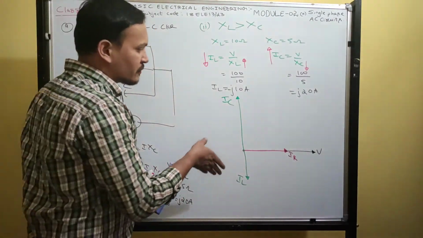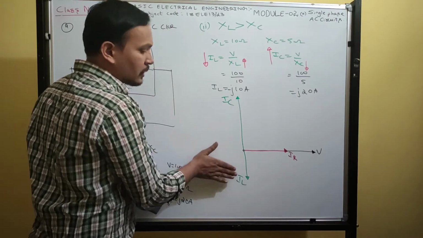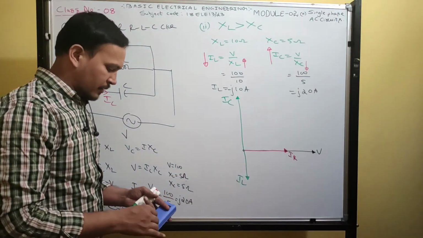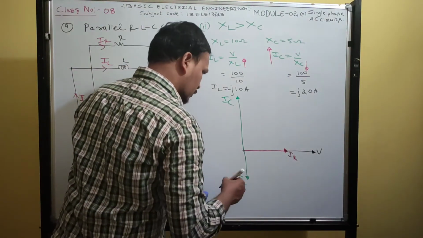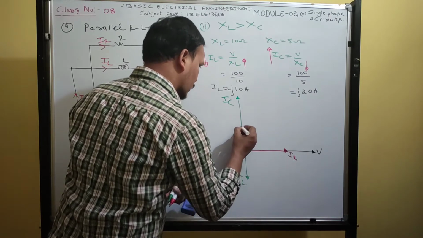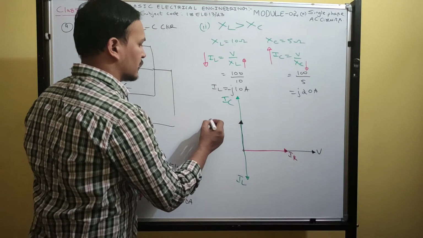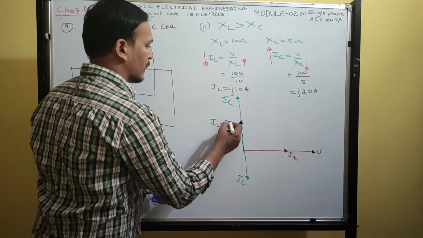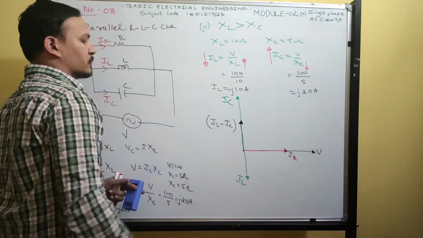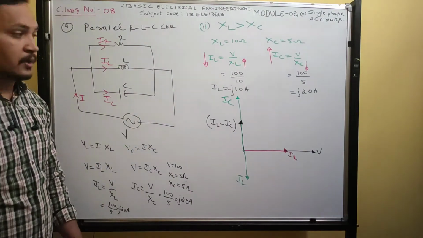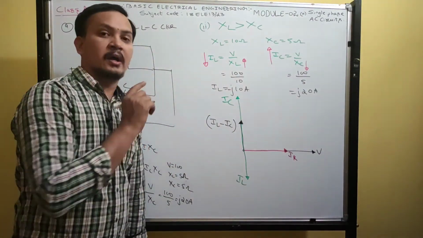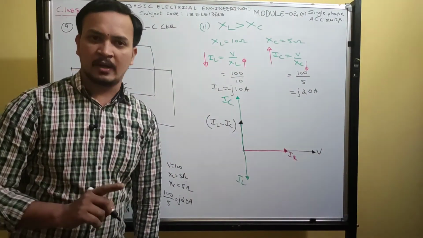Which is having largest magnitude? Capacitor current or inductor current? Capacitor current. Okay. Therefore, the resultant falls on capacitor side. So that's why you should write IL minus IC. Don't write IC minus IL.